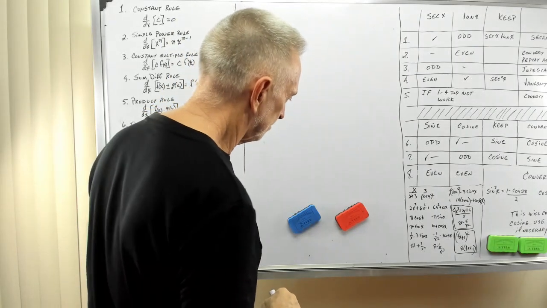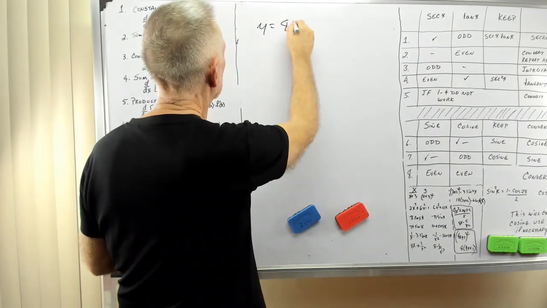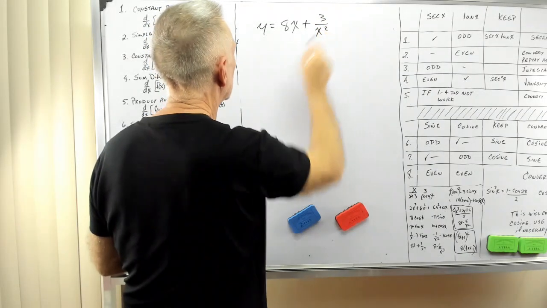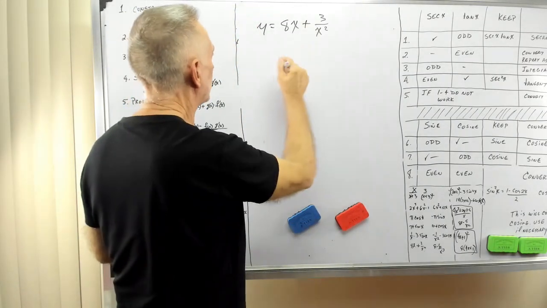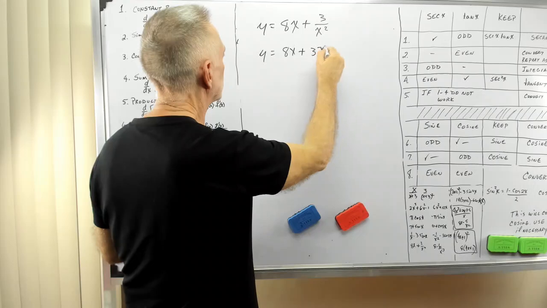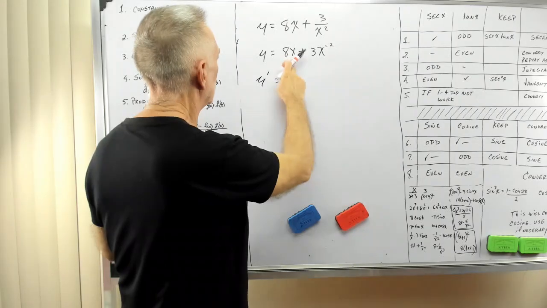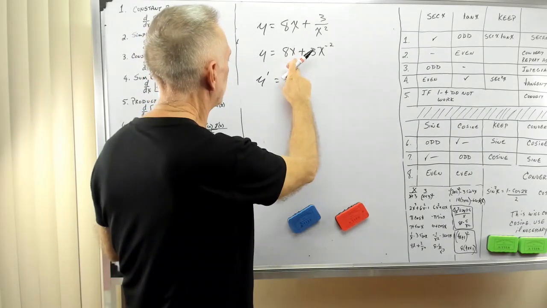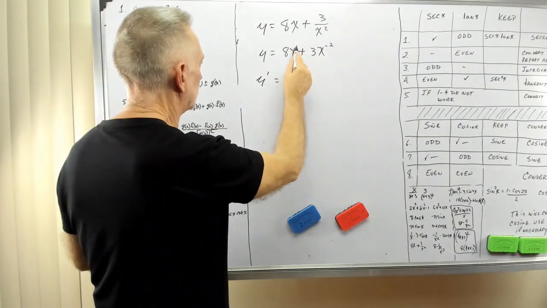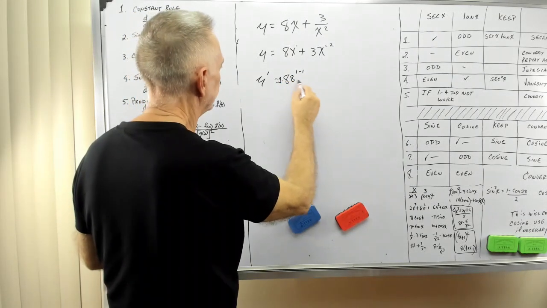Okay, what about y equals 8x plus 3 over x squared? Same scenario here. I need to bring that to the numerator. 8x plus 3x to the negative 2. Bring it up. Now y prime, 8 times the derivative, it's constant multiple rule. I'm pulling that constant out. Time I have x to the first power. Bring the 1 down. 1 times 8x to the 1 minus 1.